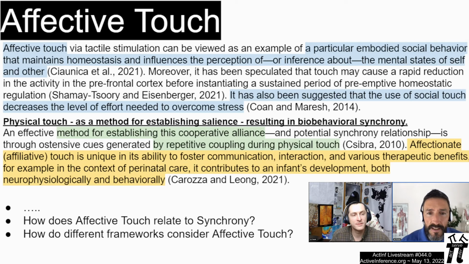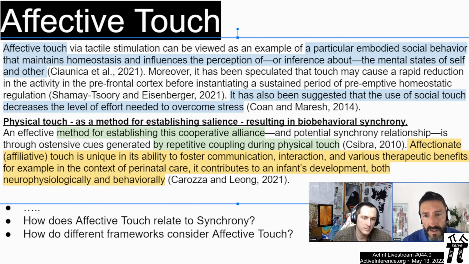And the next quote is, an effective method for establishing this cooperative alliance and potential synchrony is through ostensive cues generated by repetitive coupling during physical touch. Affectionate touch is unique in its ability to foster communication, interaction, and various therapeutic benefits. For example, in the context of perinatal care, it contributes to an infant's development, both neurologically and behaviorally.